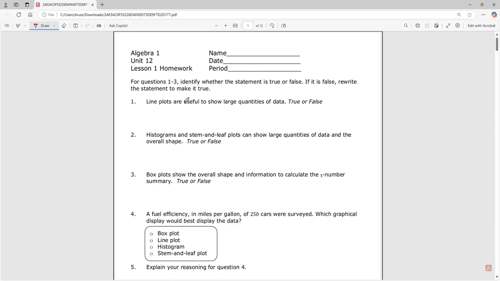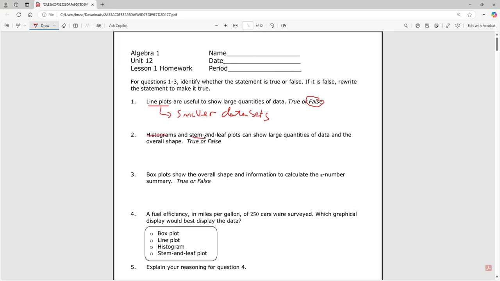So line plots are used to show a large quantity. That's a false statement because the line plots are for smaller data sets. Smaller data sets. Okay, you would like to use histograms and stem and leaf plots.